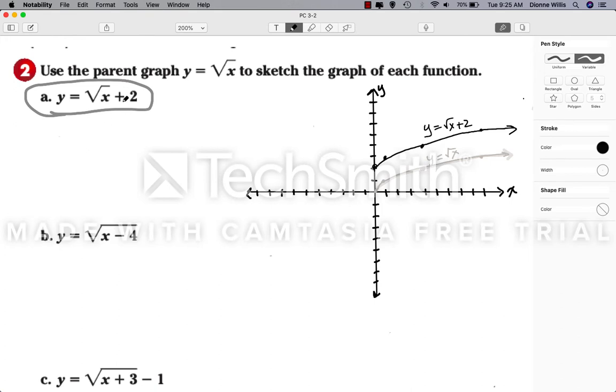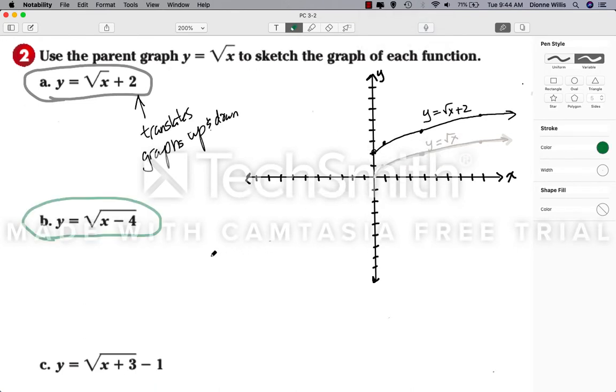And so now what we want to do is recognize that this 2, and if this were a positive 3, we would lift up 3. If this were a minus 4, we would go down 4. This is going to translate up and down.